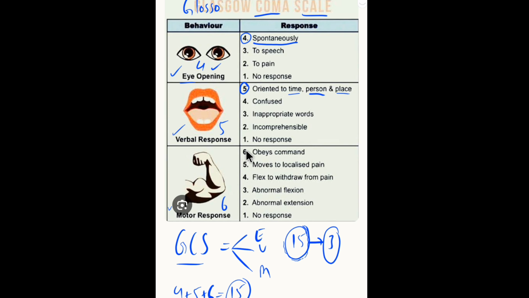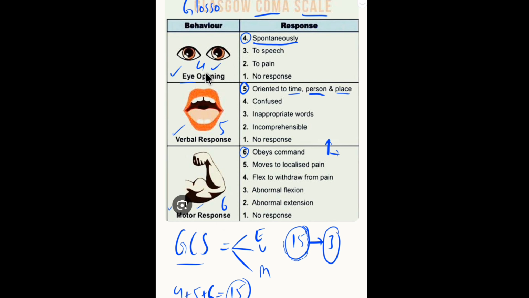Another is the motor response. If he obeys all commands, for example, you tell him to open your eye or grasp your hand, and he obeys your command, it gets 6. So if you add 4, 5, 6, it gets 15. So he is very well.